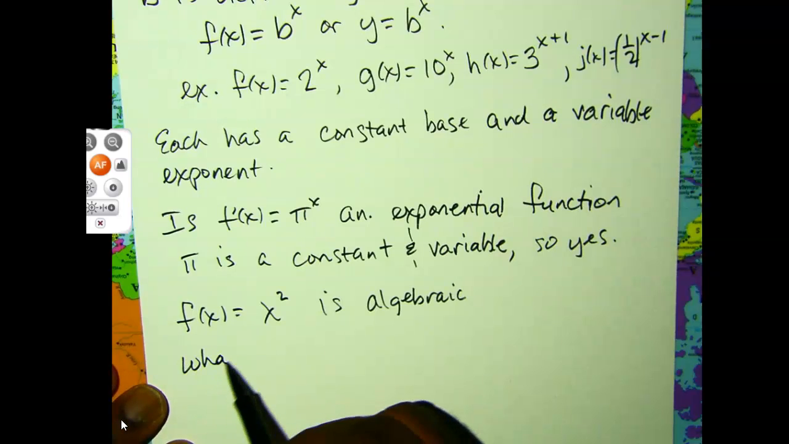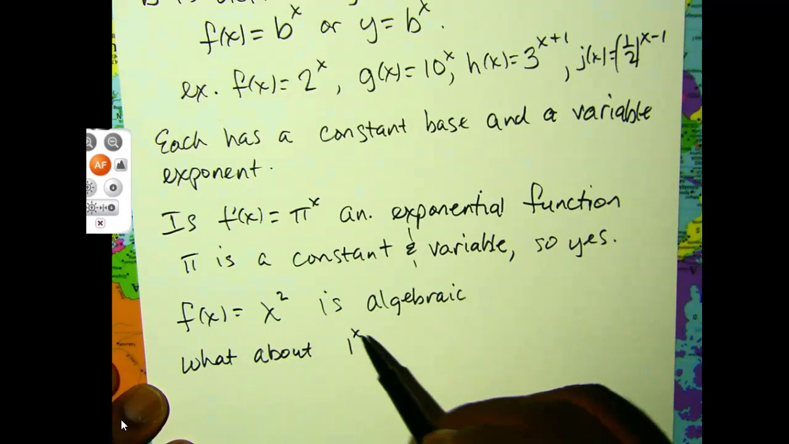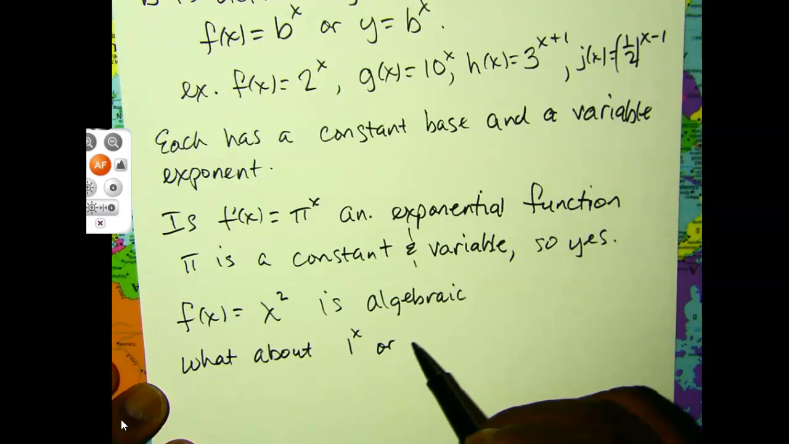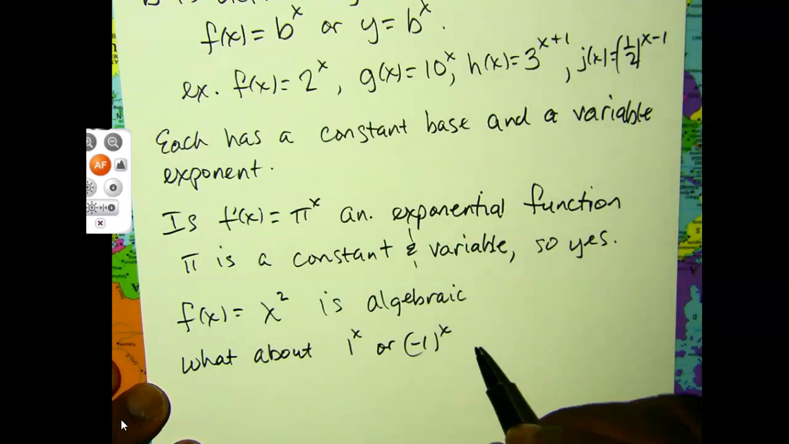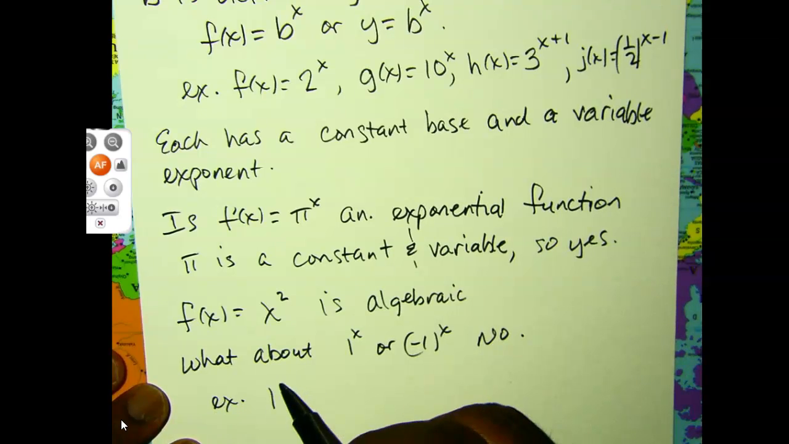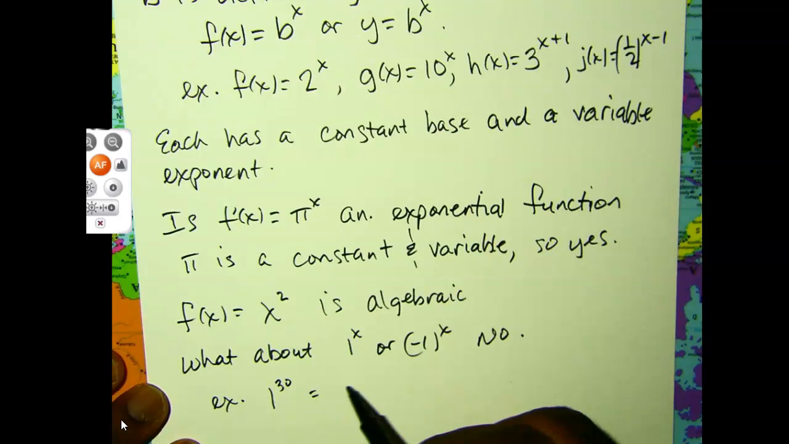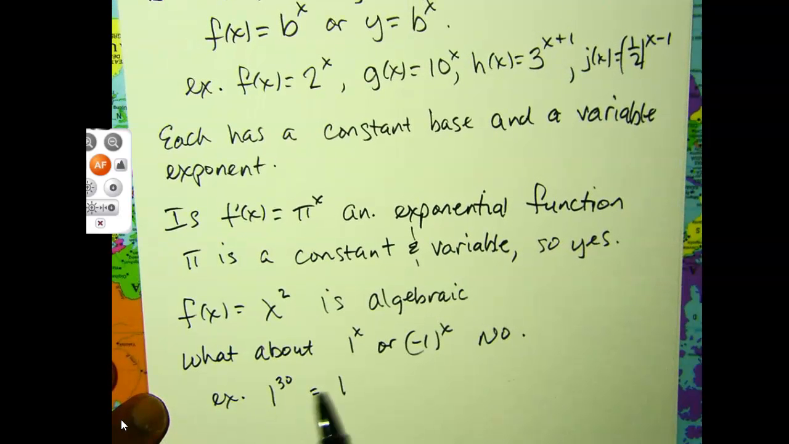What about 1 to the x? Or negative 1 to the x? Is this exponential? Well, no. 1 raised to any power is 1. So 1 to the 30th power is still just 1. So keep in mind you have 30 factors of 1. So your answer is 1.